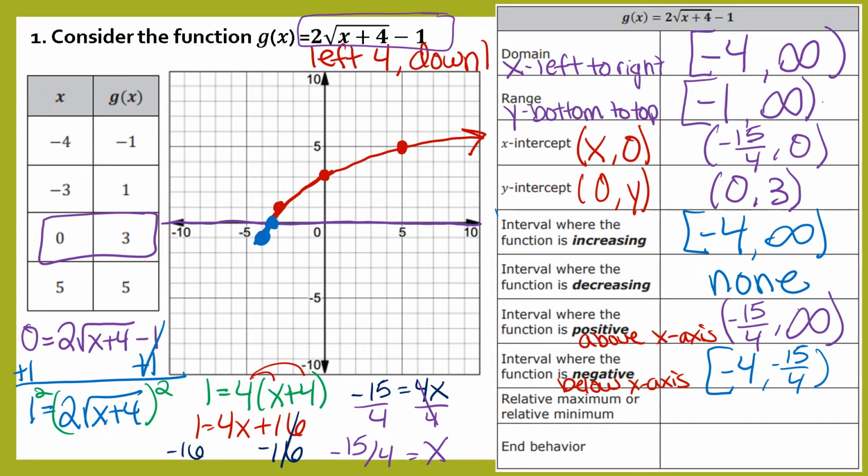So for this one, we're going to have a minimum, and it's going to be at that point where we started the graph. That's the low point of this graph, and then it starts going up. So we're going to say this one has a minimum, and it's at that starting point, so that -4, -1.